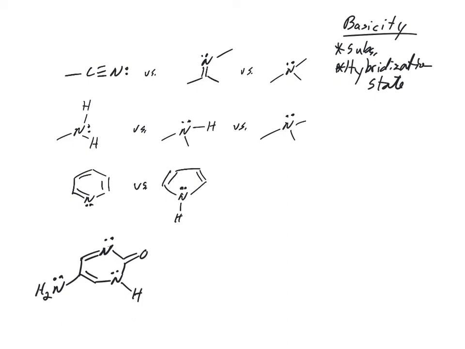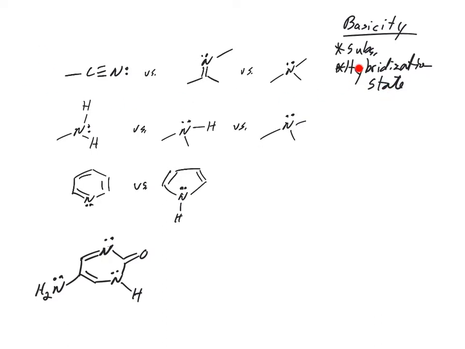All right, so continuing to talk about basicity. Again, we're really focusing on nitrogen. Obviously, it could be other things, but we're just honing in on nitrogen, because nitrogen is willing to give up its lone pair and act like a base. So there are two different factors here. We talked about resonance. Now we're going to talk about both substitution and hybridization state.